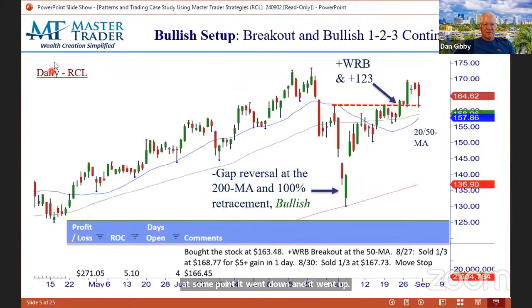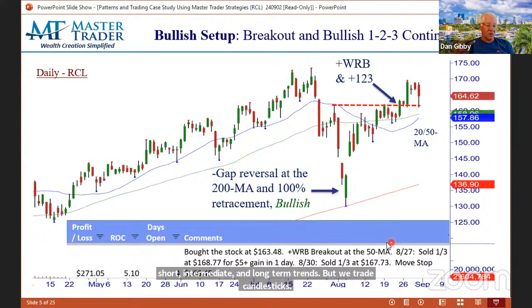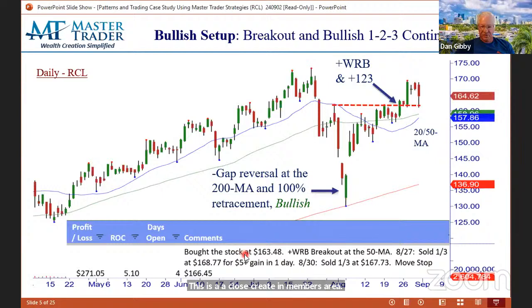This is a daily chart, RCL. All of our daily charts are this clean and simple. Red and green color-coded candlesticks, the 20 MA, 50, and 200, which gives us just a visual display of short, intermediate, and long-term trends, but we trade candlesticks. This is a closed trade in the members area. We give all open and closed trades during market hours. We send them through Telegram.